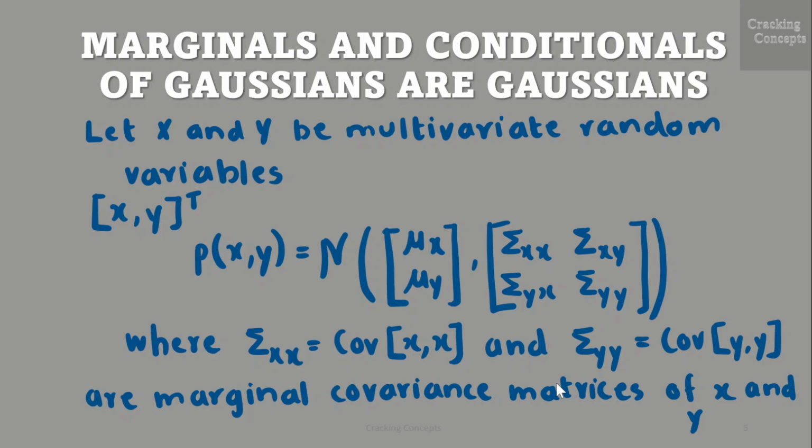Now p(x, y) can be written as a normal distribution with means mu x, mu y, and covariance matrices sigma xx, sigma xy, sigma yx, and sigma yy, where sigma xx is the covariance of x, x, and sigma yy the covariance of y, y, which are the marginal covariance matrices of x and y respectively, and sigma xy is covariance of x, y, which is the cross covariance matrix between x and y.